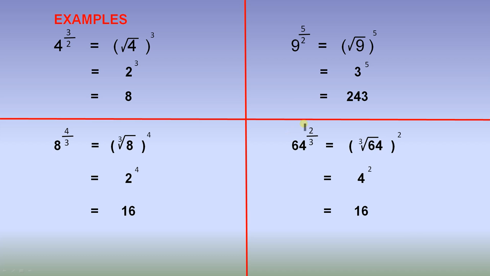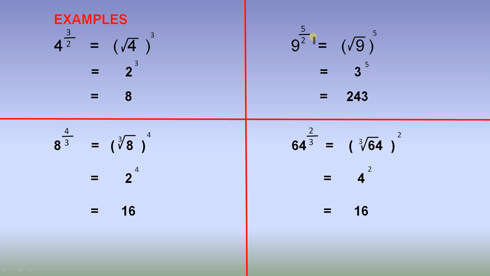Examples. 4 to the power of 3/2 is the square root of 4, because of that 2, all cubed, because of that 3. 2 cubed is 8. 8 to the power of 4/3 is the cube root of 8, because of that 3, all raised to the power of 4, because of that 4. The cube root of 8 is 2, 2 to the power of 4 is 16.